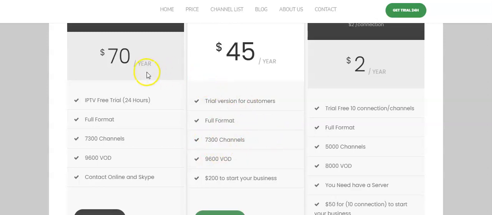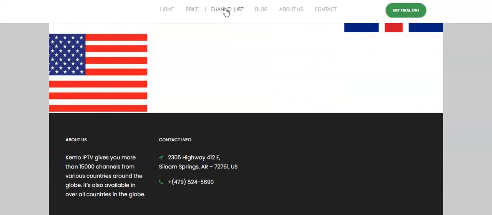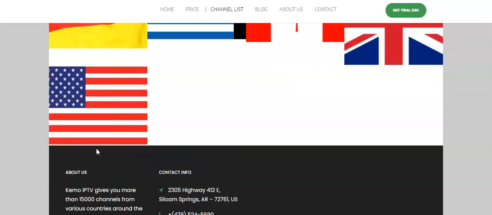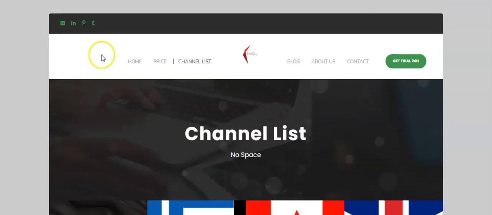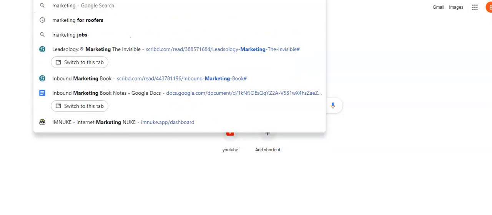There's a channel list here, with different international channels. Here we go. Yeah, 15,000 channels, right? And I don't know how many thousands of movies. People like to sit at home, watch Netflix, watch streaming. So this is another option you can provide for them, another perk. Same thing, this is another option here.